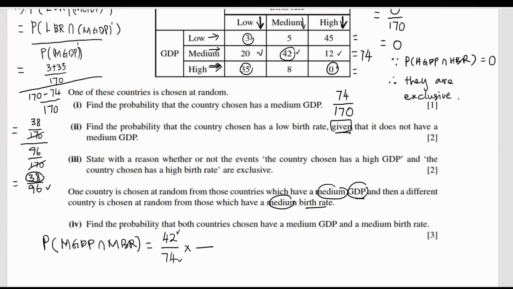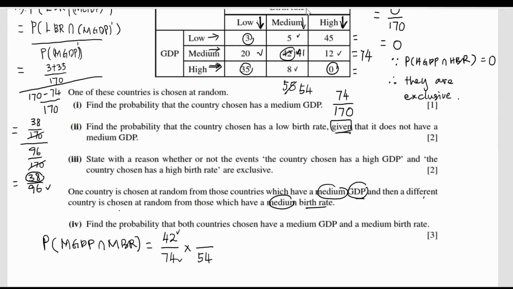Now we are selecting the second country, right? And then a different country is chosen at random from those which have a median birth rate. Now we have to look from the median birth rate, which is the second column, either 5, 42, and 8. Total there are 55 countries which have median birth rate. So we are going to get it from total 54. Why suddenly is it 54? It is because the first country selected has a median GDP and median birth rate, so now it's being selected. So 42 is no longer 42, now it has only 41. So you can tell the total has become 54 instead of 55.